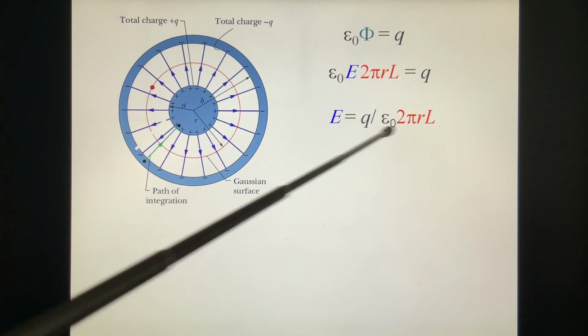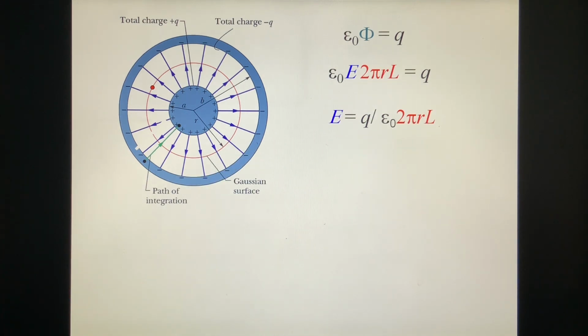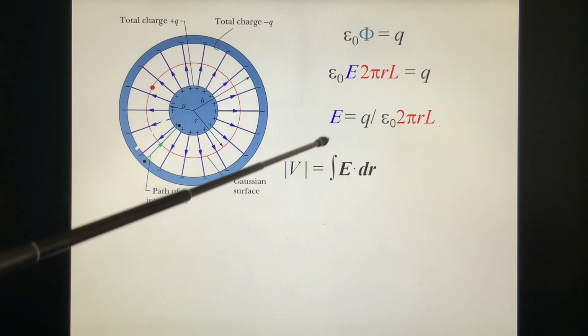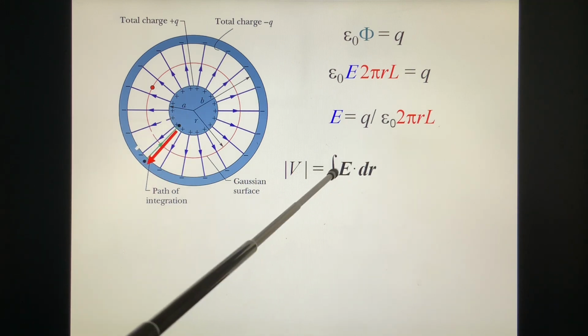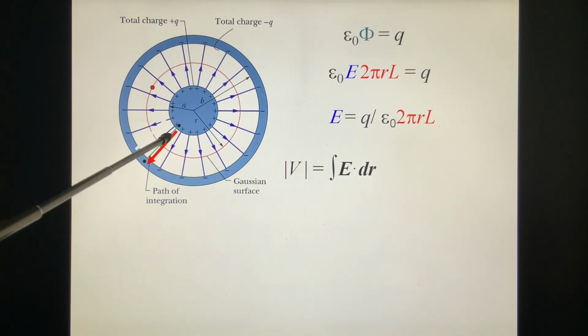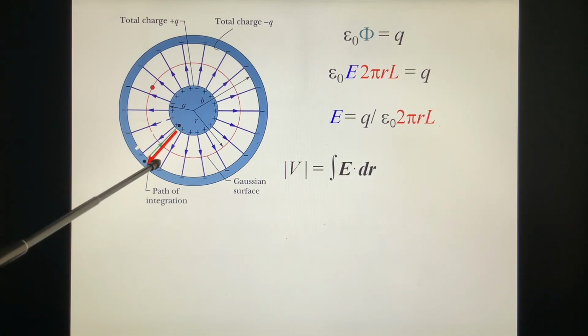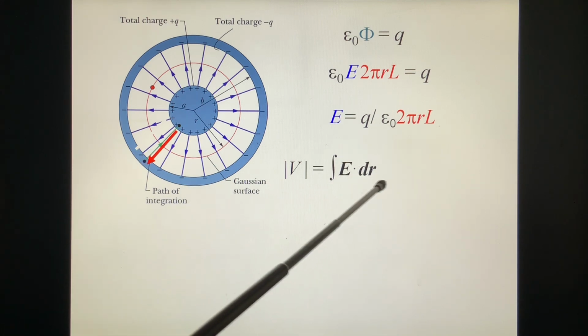The smaller the r, the larger the E. Now we can see this from the electric field lines. Inside the lines are more dense, closer together, so the E is larger. From E, we get V. We take the integral of E dot dr. We choose the path from the inside along the radius. E is not constant, but along this line E is parallel to dr, so E dot dr equals E dr.